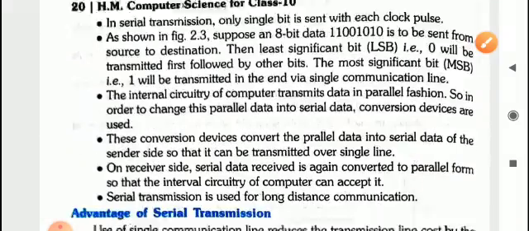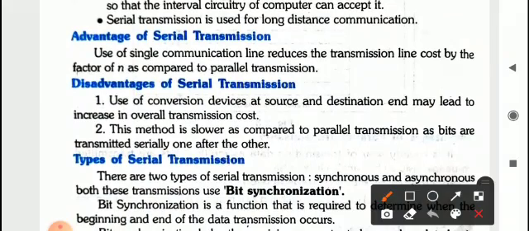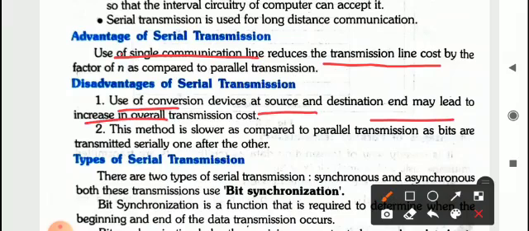Now what are its advantages? The advantage of serial transmission is that it uses a single communication line, so there is a reduction in transmission line cost. Then its disadvantages: it uses conversion devices at source and destination, which may lead to an increase in overall transmission cost, and the method is slower as compared to parallel transmission.